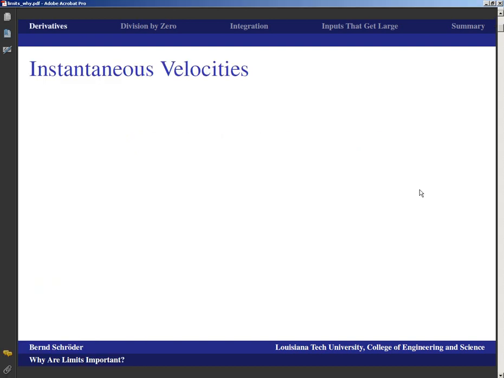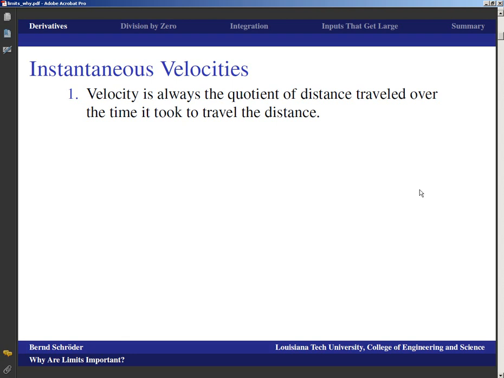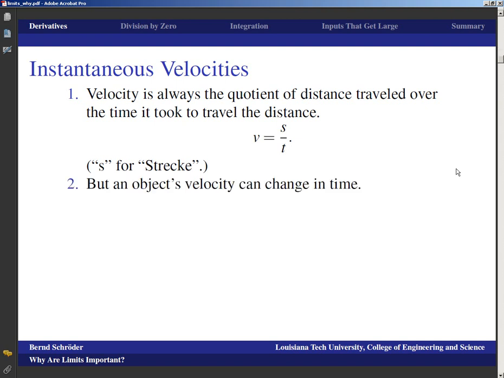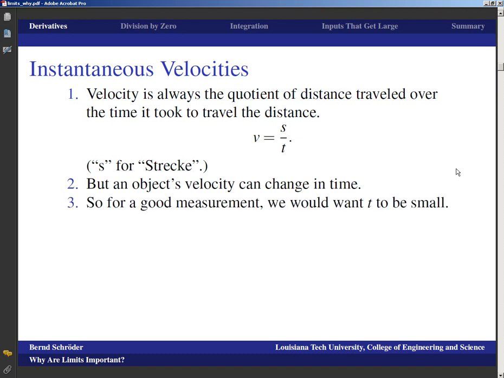So we're starting with derivatives, and one of the standard motivations for calculus is the instantaneous velocity of an object. Now, the velocity of an object always is the quotient of distance over time. That's always v equals s over t, where s is the good German word Strecke. So it's not d over t, it's just standard notation. But the challenge there is that an object's velocity can change in time. So for a good measurement of the velocity, we would want this little time over which we measure the velocity to be small.